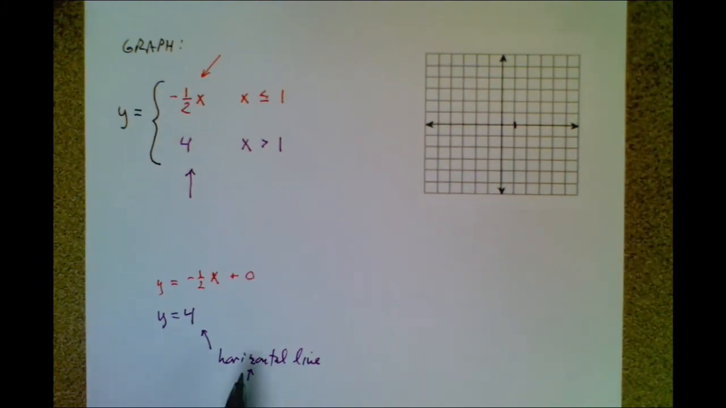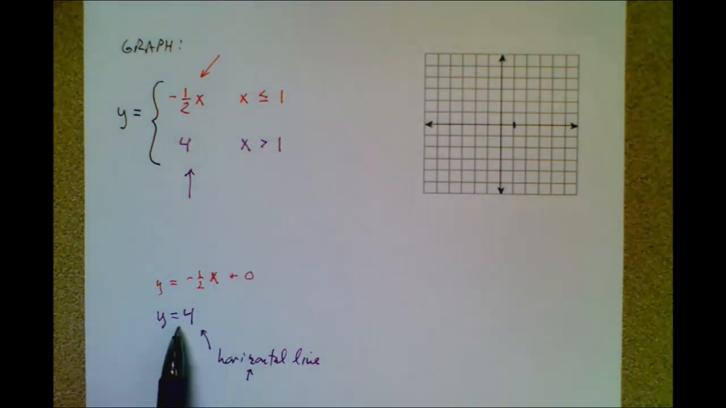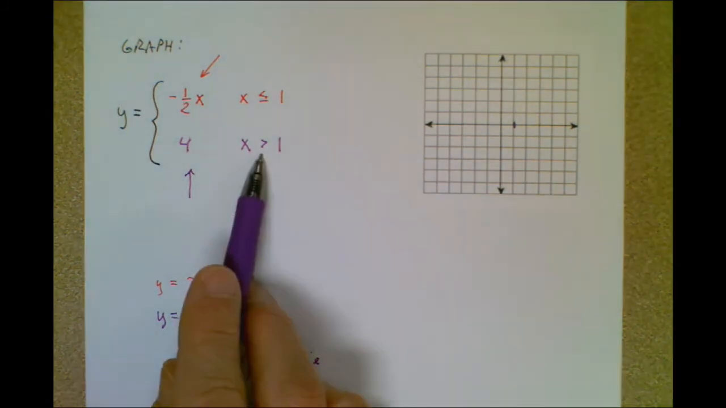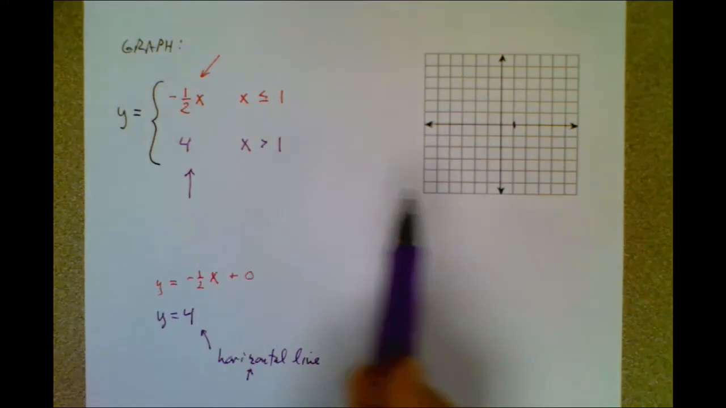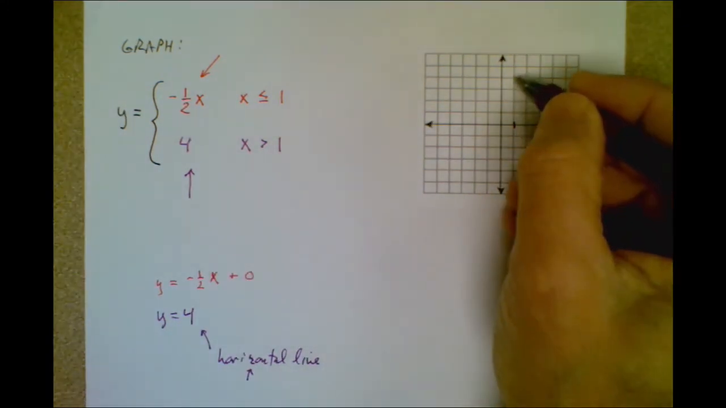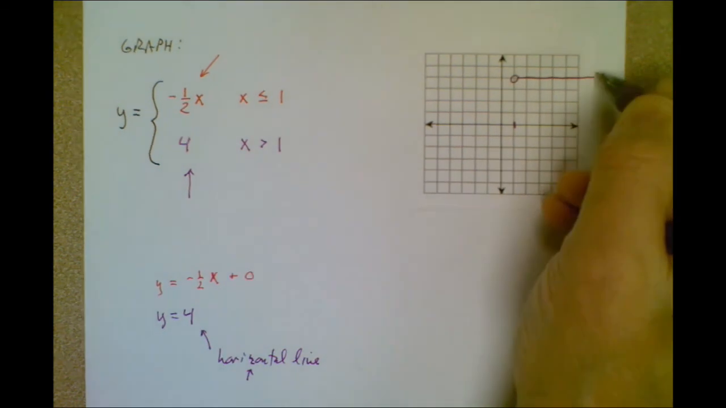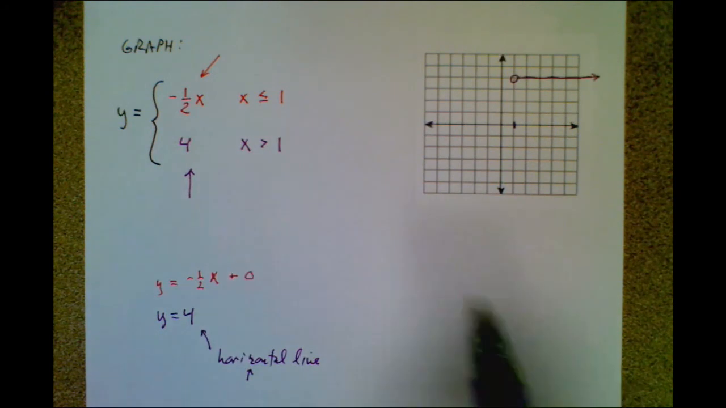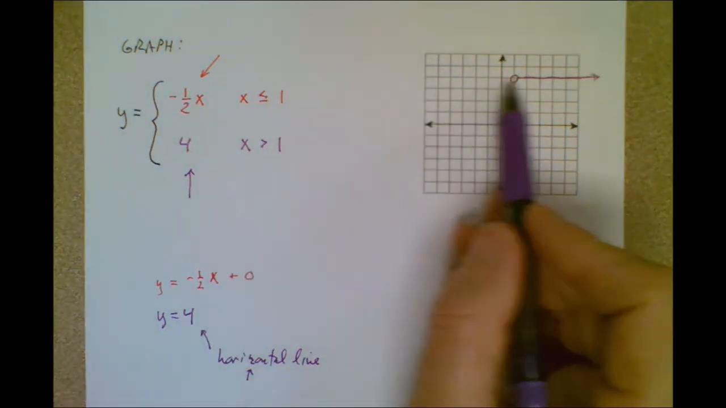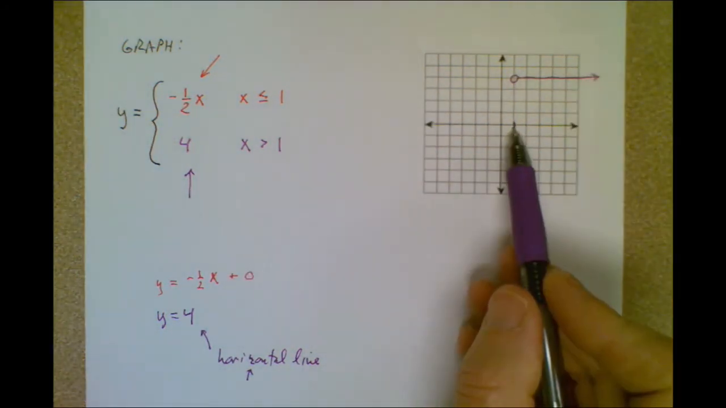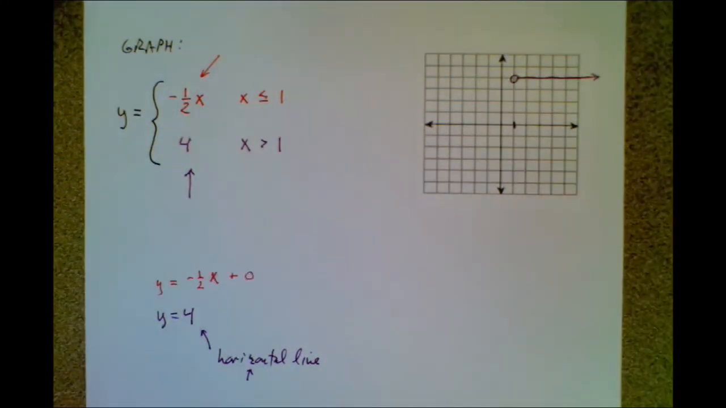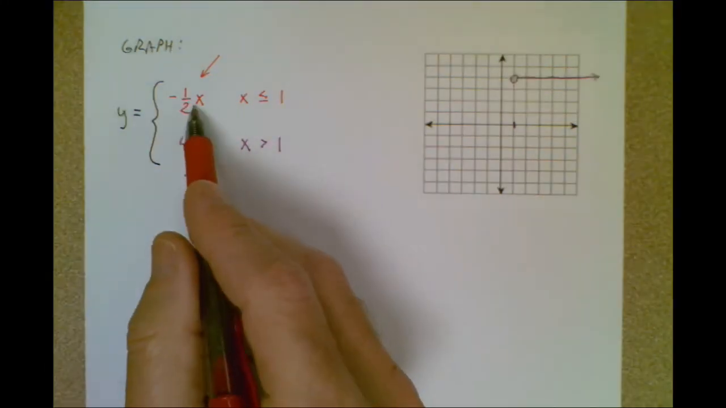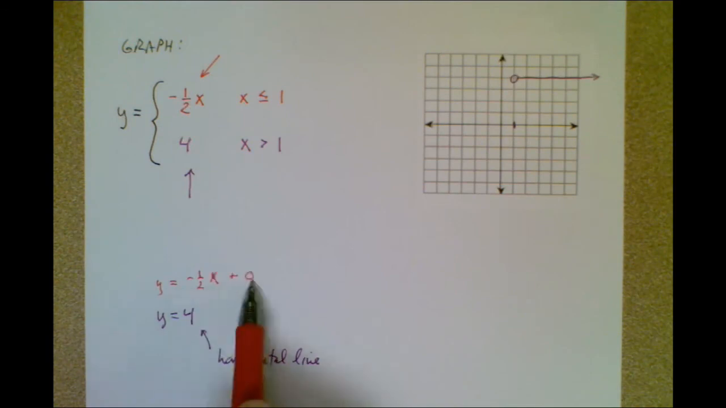I'm going to start with the purple one. It's a horizontal line, y equals 4, and it should be for x's greater than 1. So I'm not going to include the 1, just all x values greater than 1. If I'm just graphing y equals 4, it's this entire line, but I only care about the x values greater than 1. Now I take a look at this, negative 1/2 x plus 0.